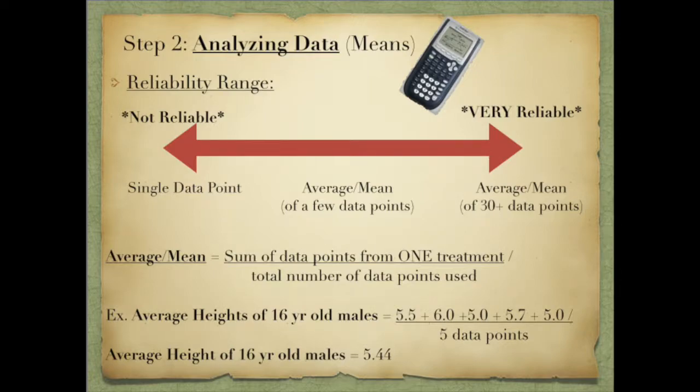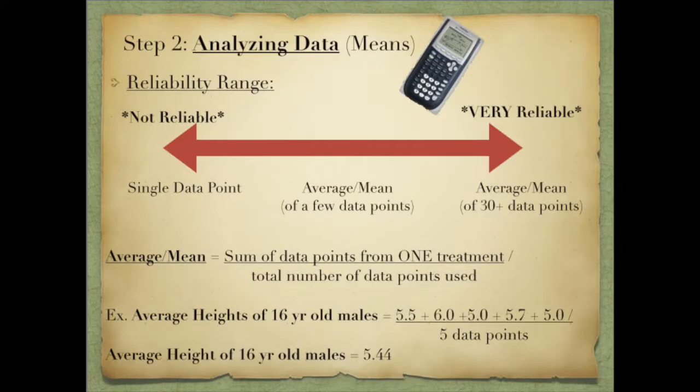So if we're looking at the heights of 16-year-old males, I've got 5 data points. That's not enough. But just for math purposes, we're only going to use 5, but you should have at least 30. So we're going to add up the heights, 5.5, 6, 5, 5.7, and 5 again. That's going to give us a large number. We're going to divide that number by 5 because we have 5 data points. And that's going to give us an average or a mean of 5.44.